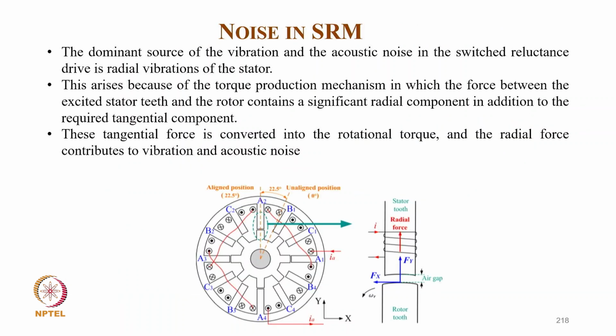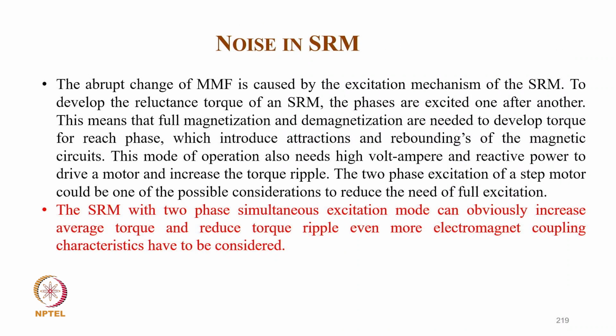Coming to noise in SRM, the dominant source of vibration and acoustic noise in the switched reluctance drive is really vibration of the stator. It arises because of the torque production mechanism, in which the force between the excited stator teeth and rotor contains a significant radial component in addition to the required tangential component. The tangential forces are converted into rotational torque, and the radial force contributes to vibration and acoustic noise, as you can see in how the radial force acts.